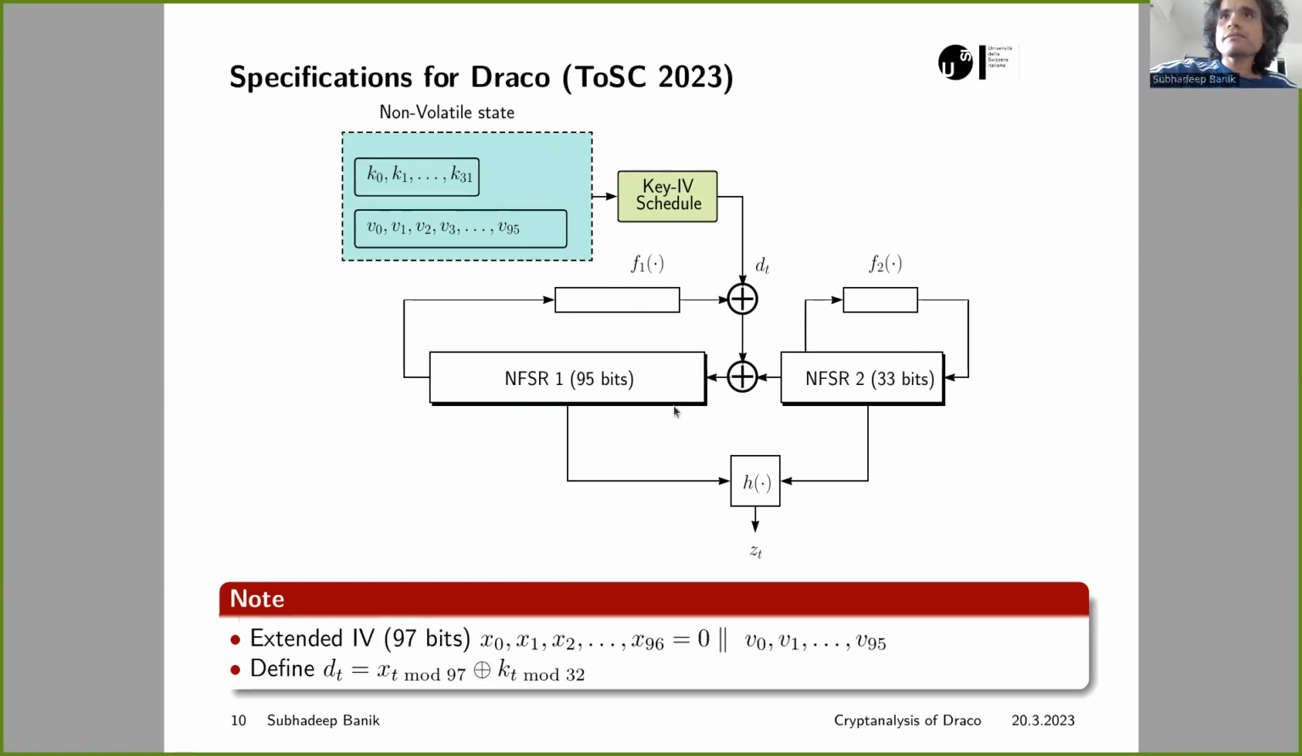Now, d of t is constructed as follows. First, the IV is prepended with a single 0 bit to make it 97 bits, and the bits are renamed as x_i. d_t is then calculated as x of t mod 97, XORed with k of t mod 32. It was probably done because 32 and 97 are co-prime, and so it would be more difficult to construct patterns in the d_t sequence.